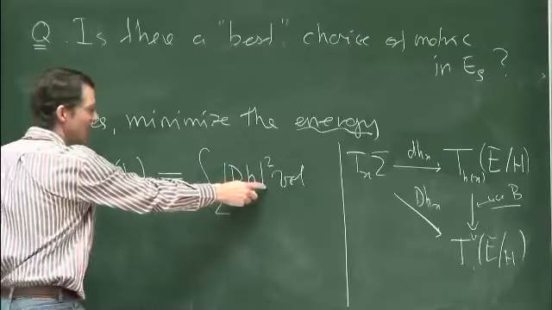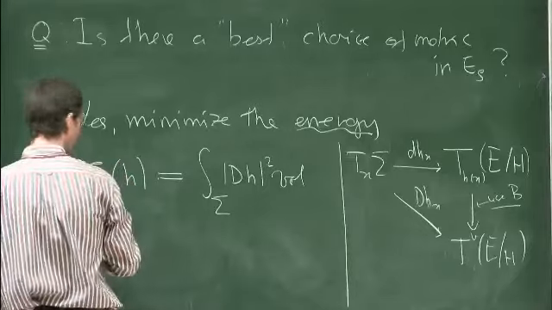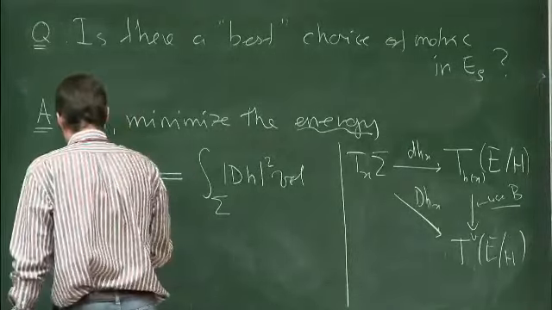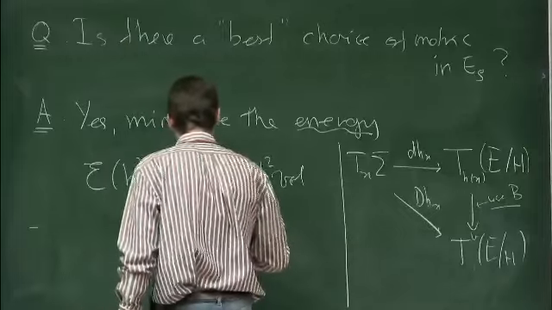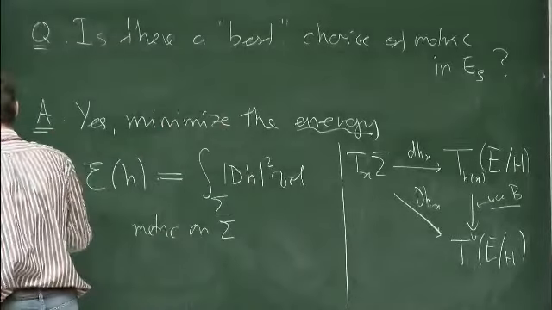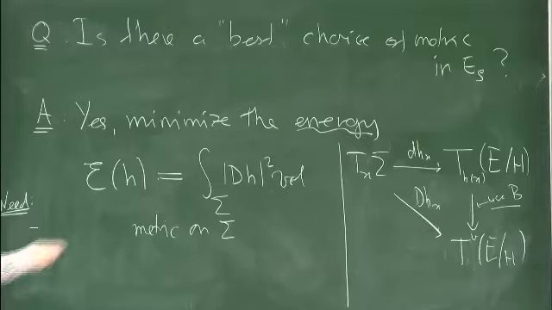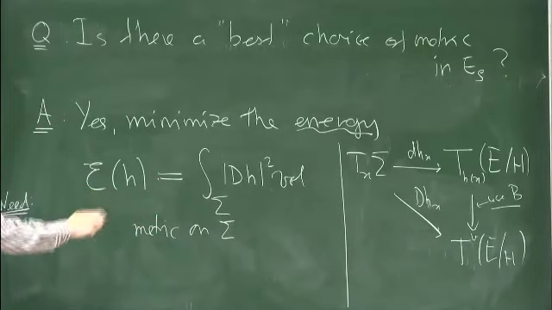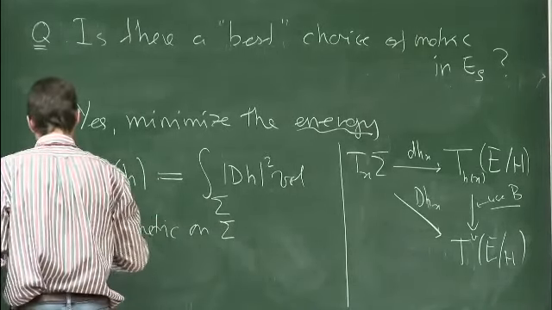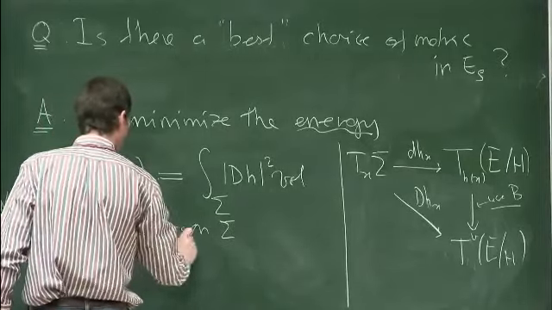Of course, to integrate, I need a metric on the surface. So I need a Riemannian metric on sigma. So we need here a Riemannian metric on sigma. It turns out that this functional here actually only depends on the conformal class of the metric. So, conformal class of metrics.